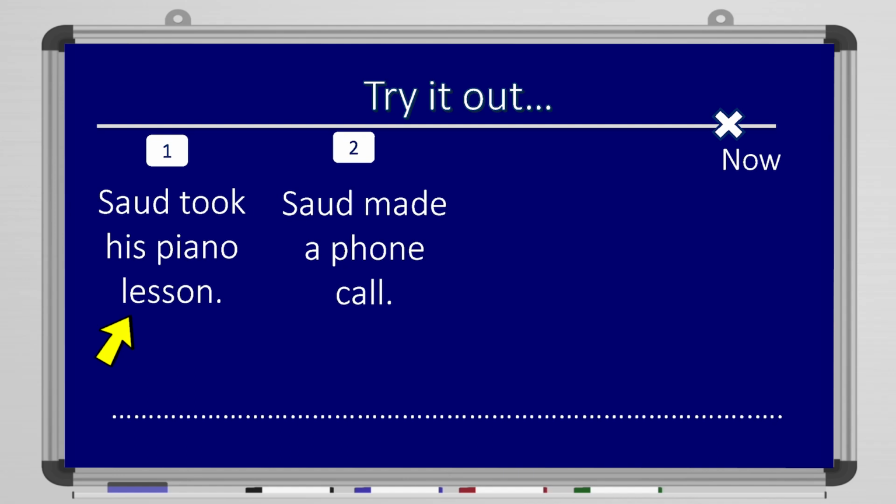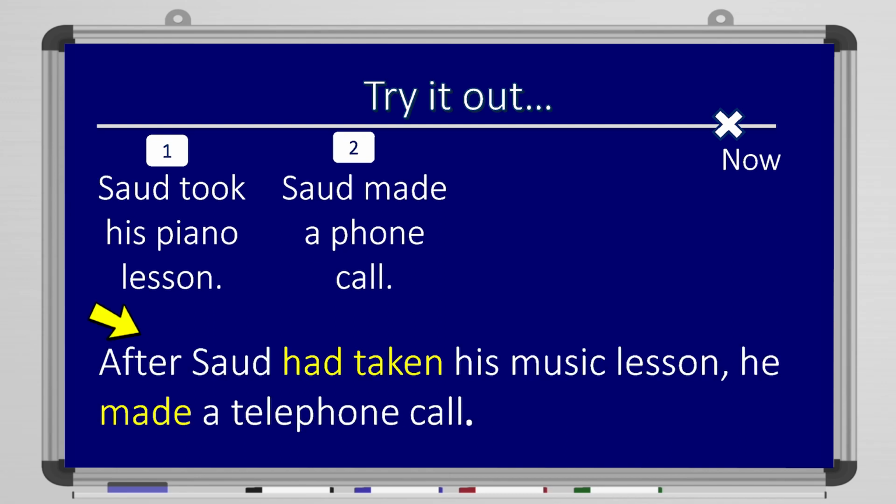Saud took his piano lesson. This is our first action. Saud made a phone call. Let's put them in one sentence and notice which parts of that sentence show which actions happened first. After Saud had taken his music lesson, he made a telephone call.